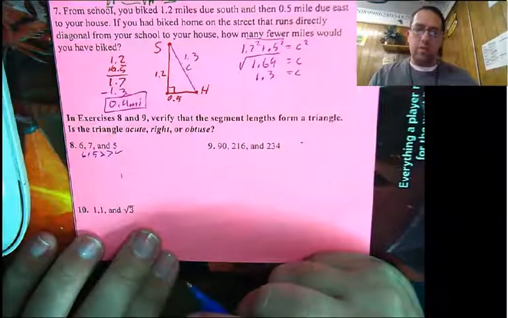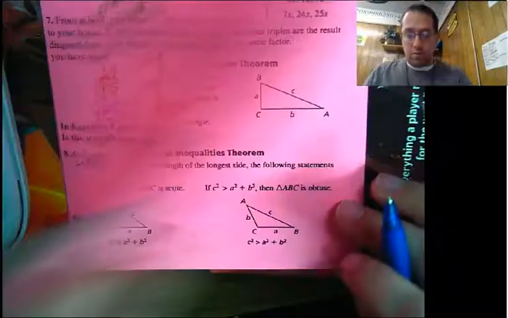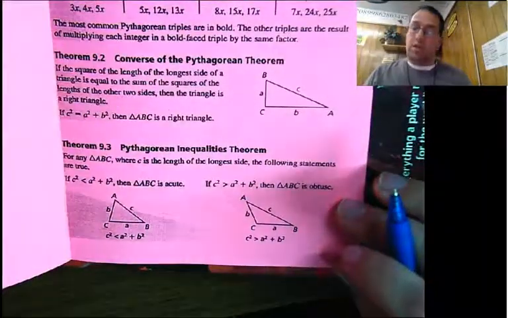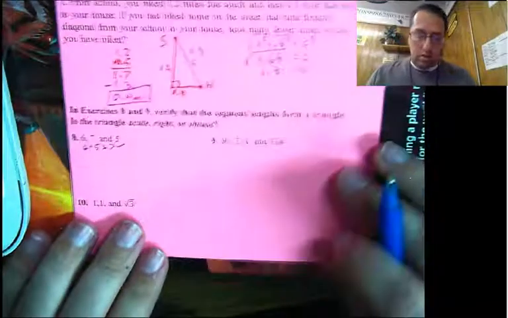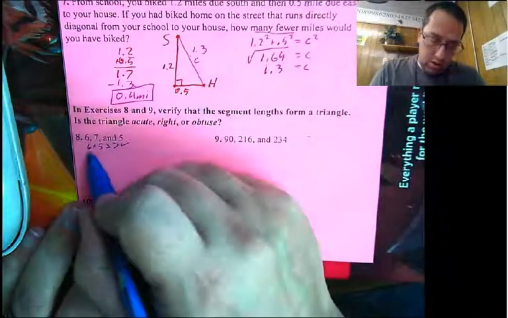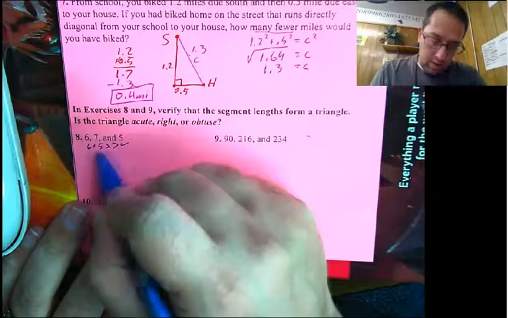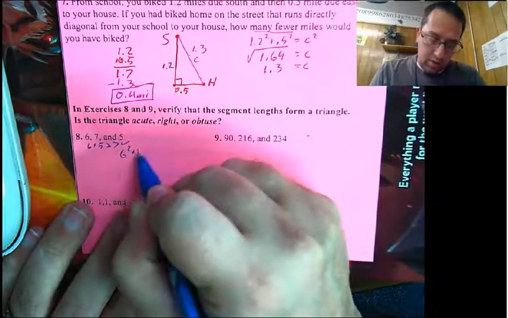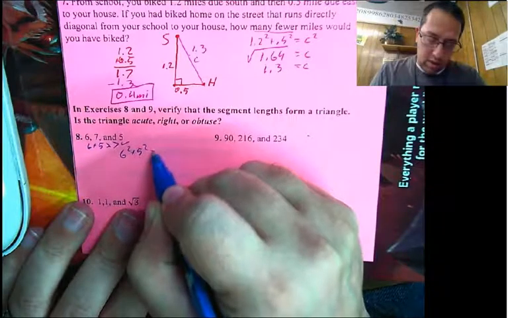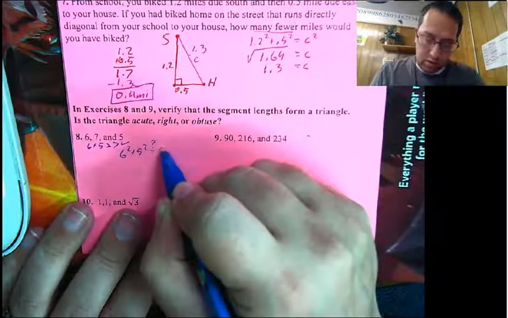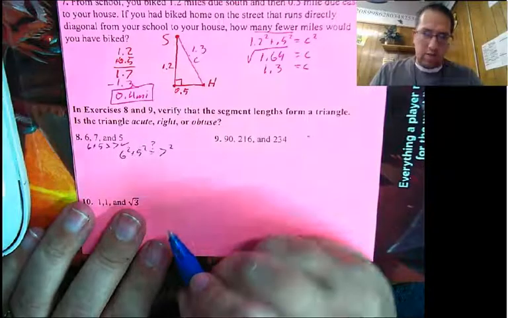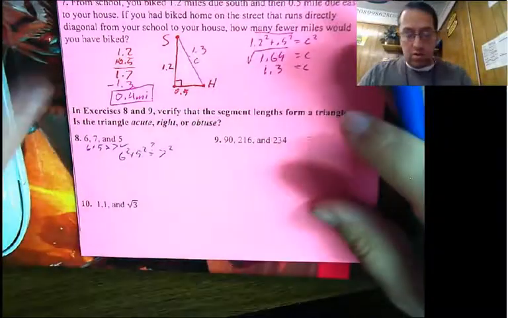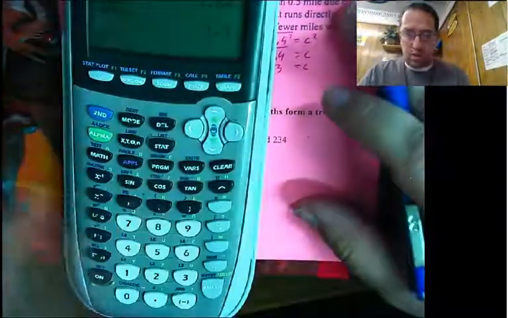Let's find out which one. And for that, remember, we're going to use the Pythagorean inequalities theorem. So we take these two and we just square everything. So we have 6 squared plus 5 squared, and it's going to be something in regards to 7 squared. Might be equal, might be less than, might be more than. We don't know. So let's see here.